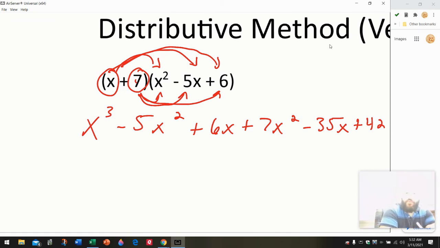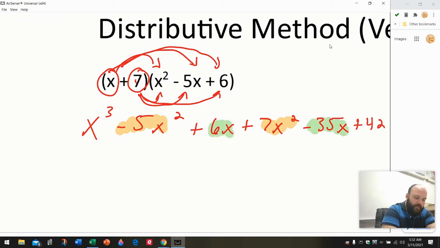Now what we have to do is look through and see if there are any like terms that should be combined. And I will color code the like terms. You can see we only have one x to the third, so we don't have to worry about that. But there are two x squareds right here. There's a negative 5x squared and a 7x squared. And then there are also 6x and negative 35x. So those color-coded terms are like terms because they have the same variable and they have the same power or powers on the variables if there's more than one.